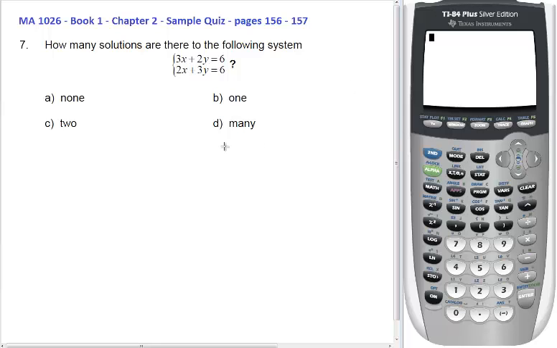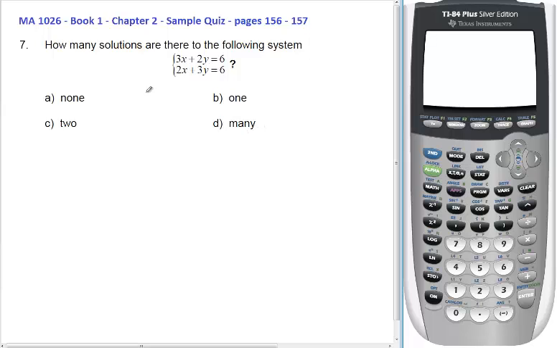Okay, we're going to look now at the solution to number 7, multiple choice. This is from chapter 2, book 1, chapter 2, sample quiz. It's found on pages 156, 157 of your textbook, but it's also online as a self quiz. So if you haven't done this, you should go online and try it first, see how you do. There are 8 multiple choice questions in this series, and we'll do one multiple choice at a time.